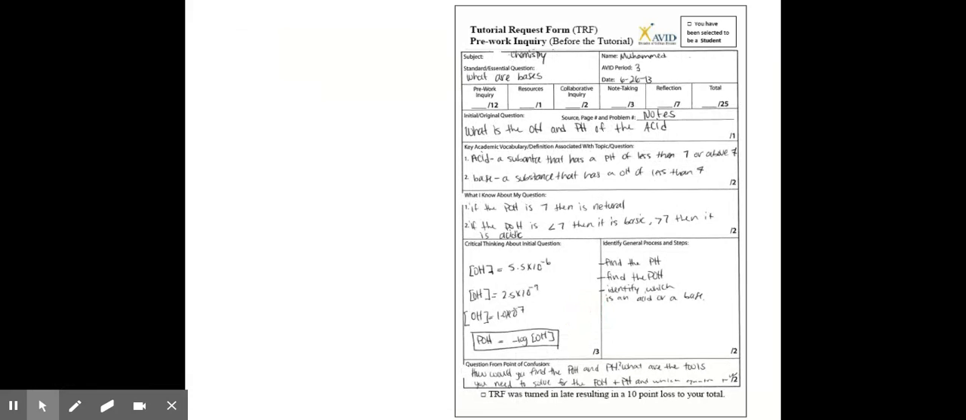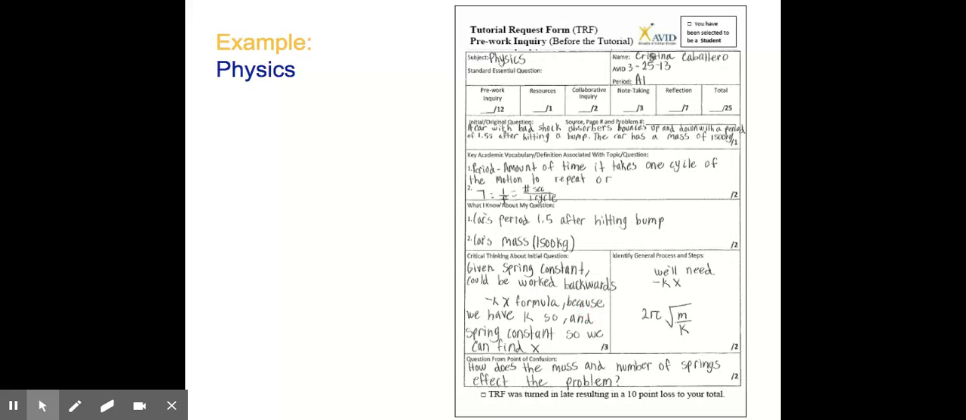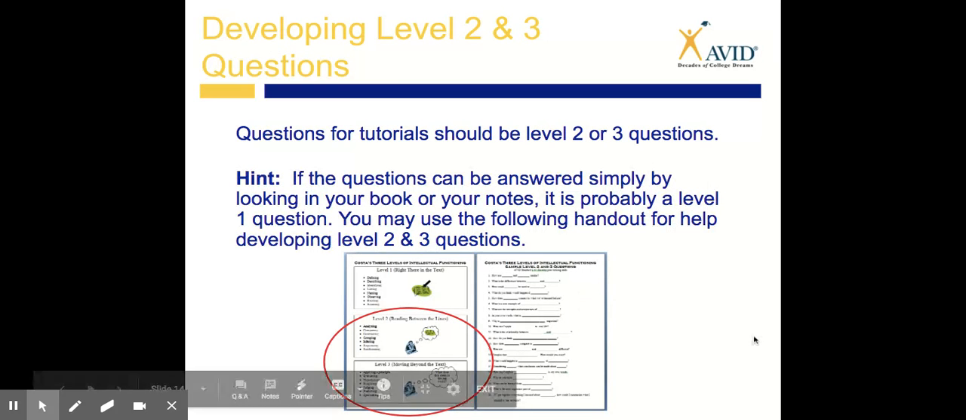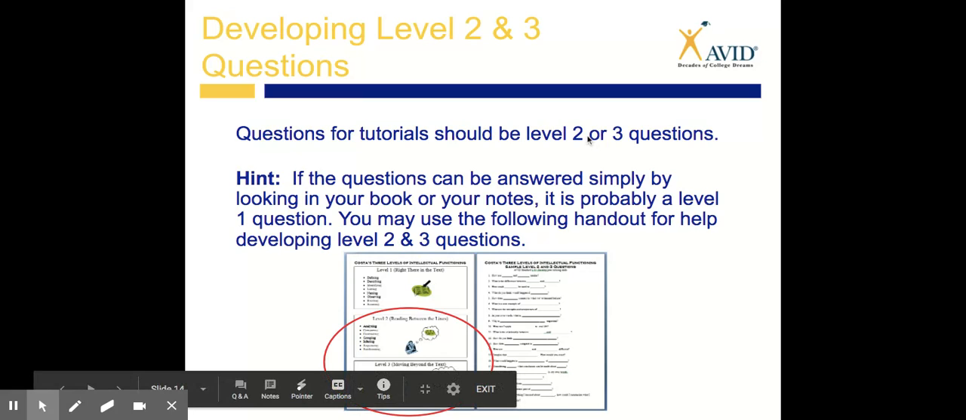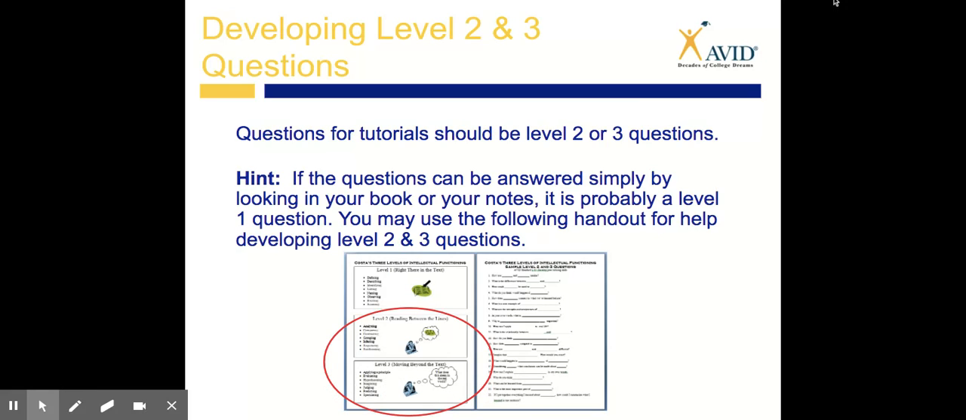Now, if you're wondering how do I know what is a higher level question, this is something that I'm going to get into a little later. Once again, if we were in class in person, I would have already gone over Costa's levels of thinking, the difference between higher level questions and lower level questions. So I'll go over that at a later time. I know you probably don't know what level 2 or level 3 questions look like. That's fine. I will get into that later. But just know that your point of confusion question should be either level 2 or level 3.